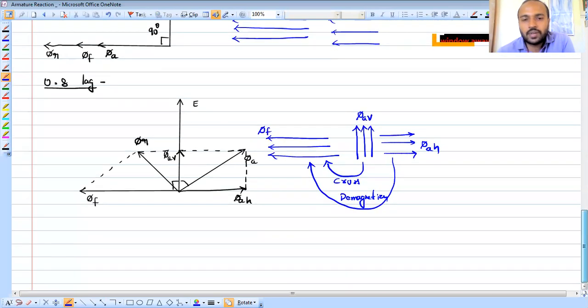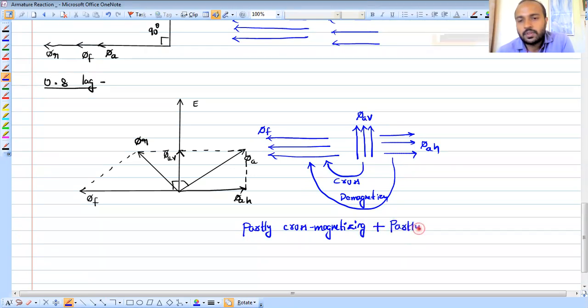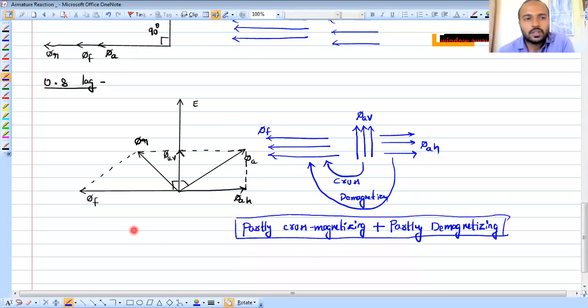So what is the effect of armature reaction here? Partly cross magnetizing plus partly demagnetizing. So this will be the effect of armature reaction in the case of 0.8 power factor lagging. So let us move to 0.8 leading.